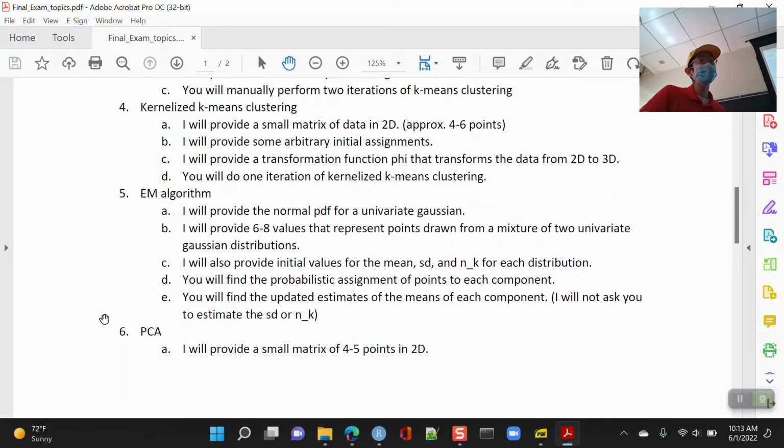And anyway, once you get your probabilistic assignments, then I'll ask you to update the estimates of the means, because trying to update the estimates for the standard deviation is a bit more tedious. So the means, I think, is fair enough. Okay, does that make sense for the EM algorithm? It's going to be just univariate Gaussian, some points, mixture of two components, and you have to try to estimate what's the mean of component 1 and what's the mean of component 2.